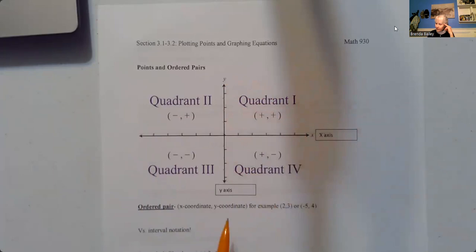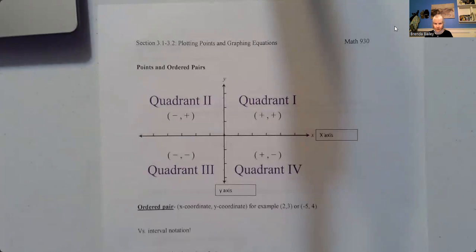Now, when they list ordered pairs such as this, 2, 3, and -5, 4, these are always in alphabetical order. So here, this is going to be your X, and this is going to be the Y. Now, if for some reason you're using A's and B's in your equation, the A would be first, the B would be second. So these are always in alphabetical order according to the variables that you have in the equation.